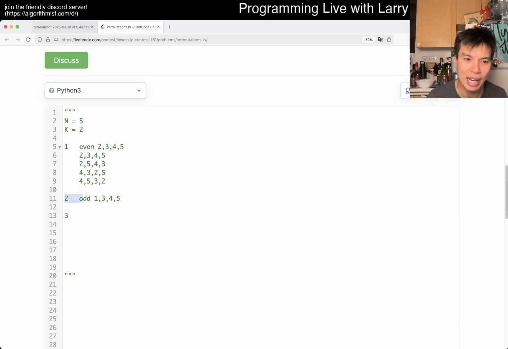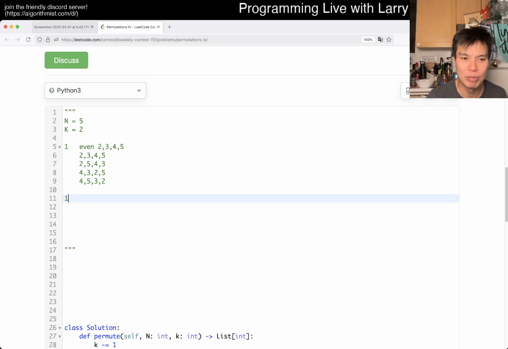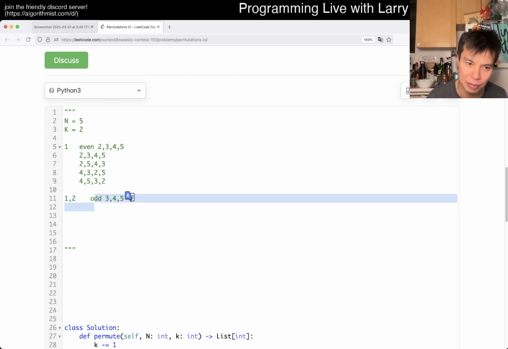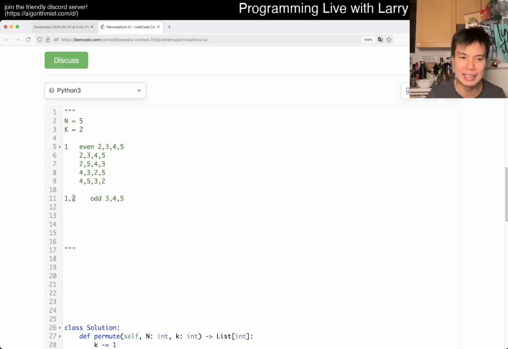Now we go, okay, well, now we know that the first number is a 1, then what is the second number? Is it a 2? If this is a 2, then the next number is odd, you have 3, 4, 5, and there are 2 possibilities. And because there's a 2, that means the first number is a 2. That's basically the idea of one at a time.